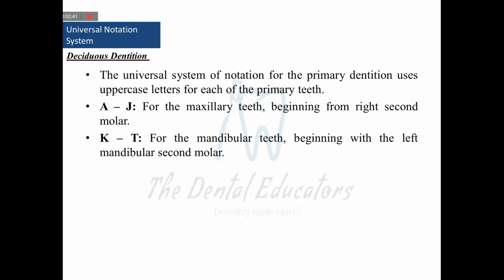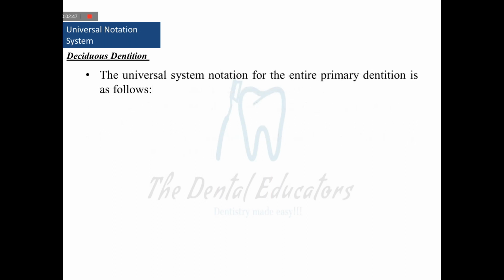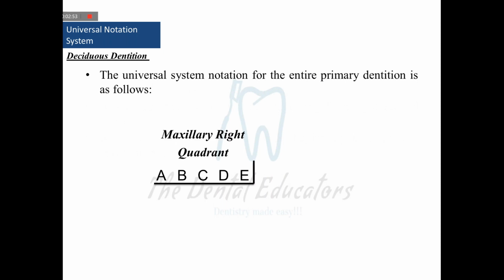So let's go with the formulas. How do we calculate all of the teeth? For the calculation of primary teeth in the deciduous dentition, we start to count from the primary deciduous second molar and mark it as A on the right hand side. So the first tooth which we count in the primary dentition as per the universal numbering system is the second molar on the right hand side, and we mark it as label A, whereas the second tooth counted will be the first molar, labeled as B.